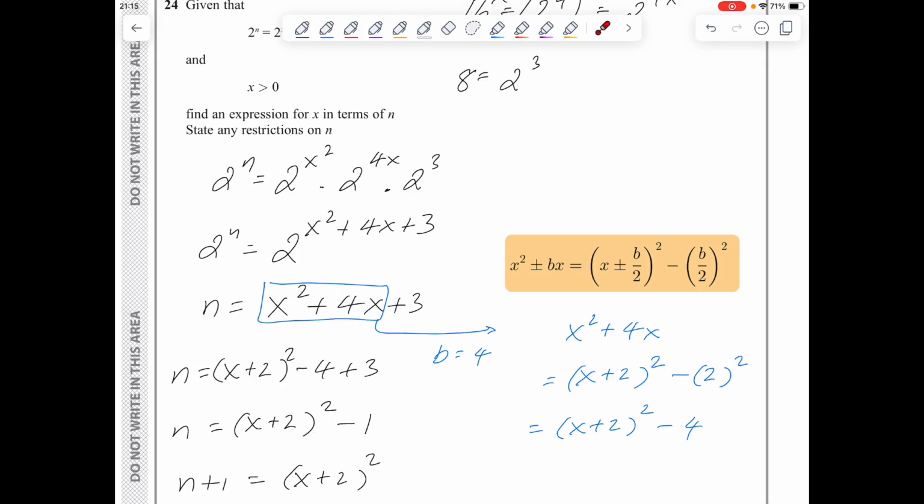Now you could have figured out the last restriction from this expression here. If x is greater than 0, then substituting this into the x here will give me an n value of greater than 3.